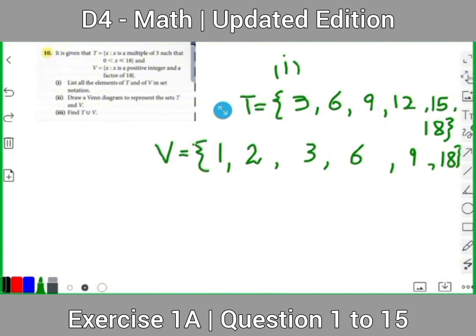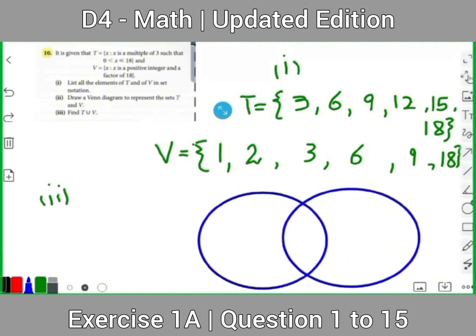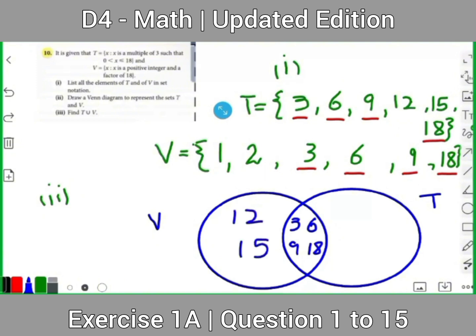Now in the second part, we have to draw the Venn diagram to represent the sets T and V. So we will just draw the Venn diagram here. So here we have sets V and T. Now first we will mark the common elements with red. So we have 3, 6, 9, and 18. So we will write down here 3, 6, 9, and 18. And here we have 12 and 15. And here we have 1 and 2.